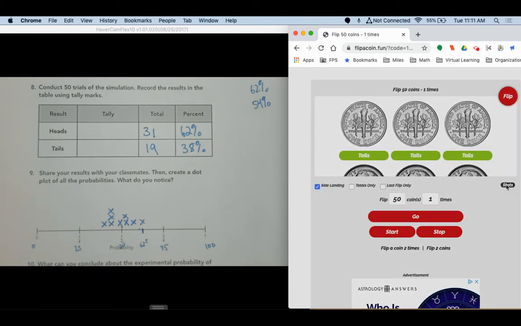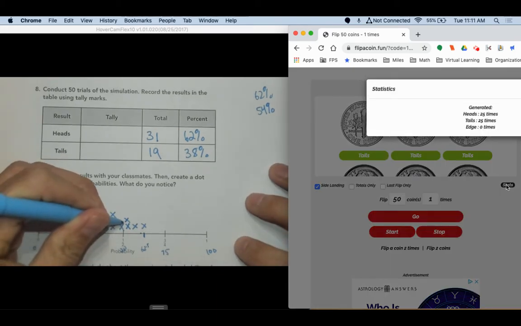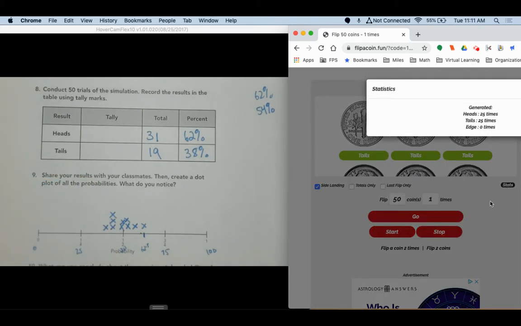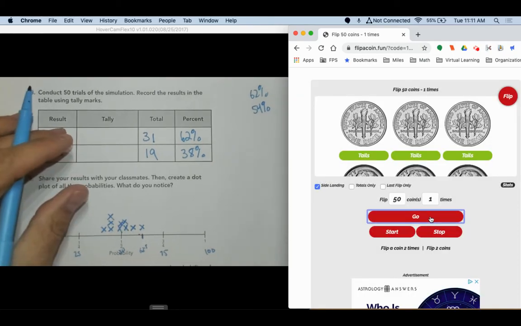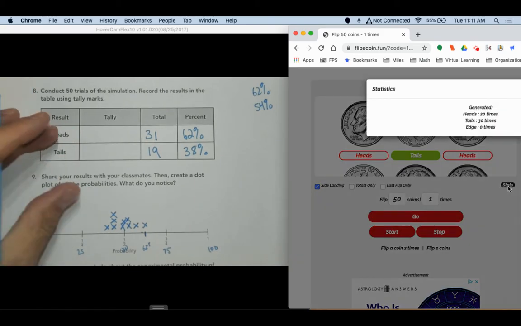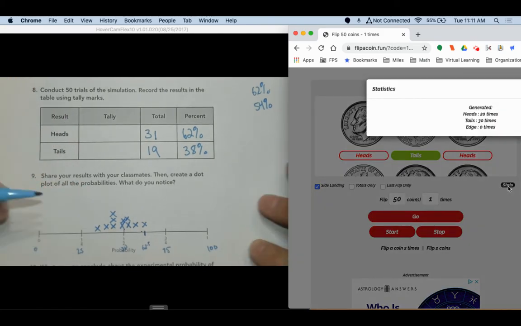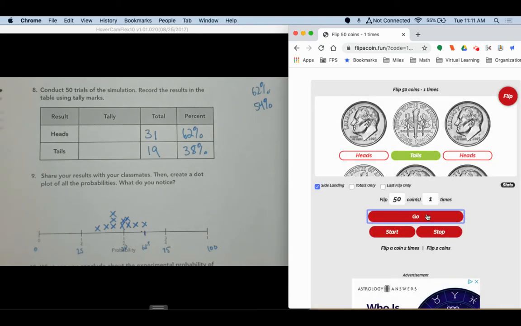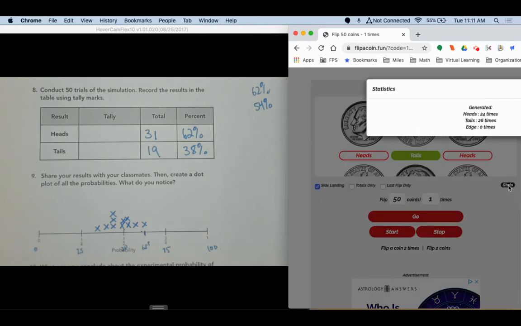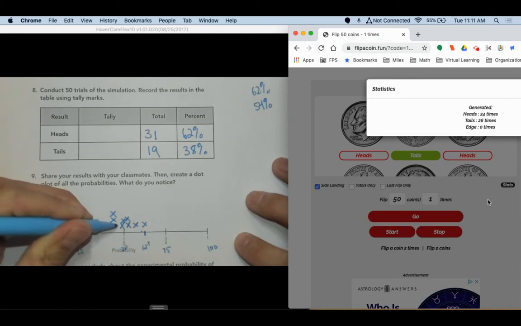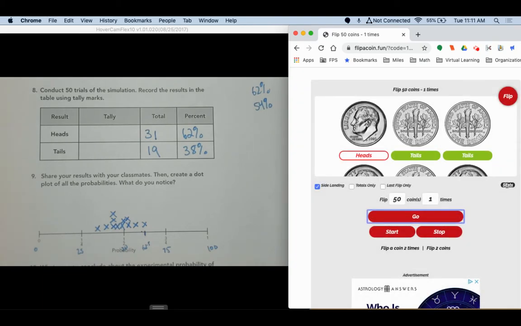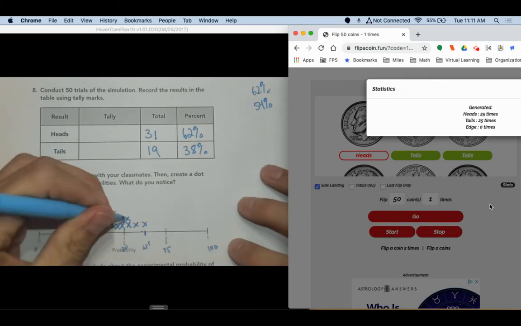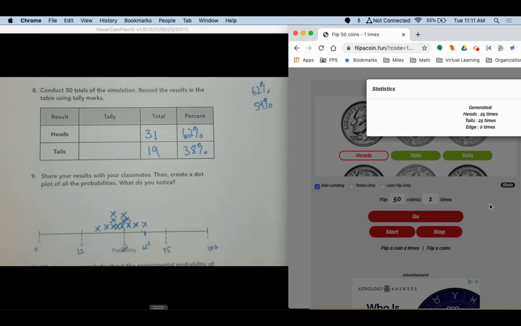So it seems like the more trials we do, the 1, 2, 3, 4, 5, 6, 7, 8, 9, 10. The more trials we do, the closer we get to the middle, the closer we get to the theoretical probability. And like all of these are really close compared to what we had before.